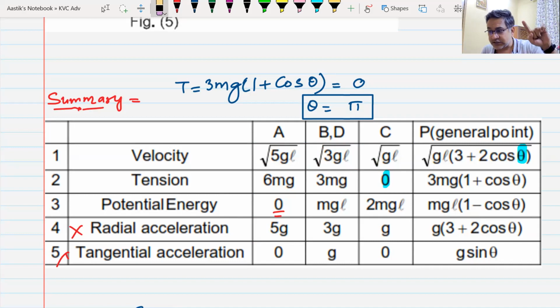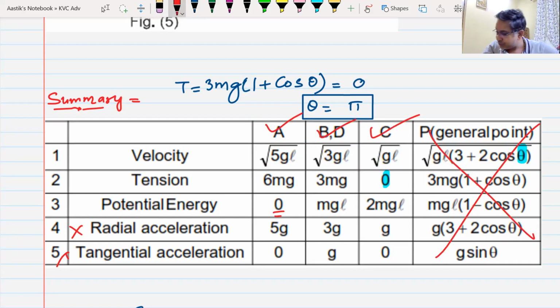Work, power, and energy. This is motion confined to a circular path. You can go back to your notes and see whether you have written this or not. Do not write this general point. Just write these 3. More than enough. Do we understand this?